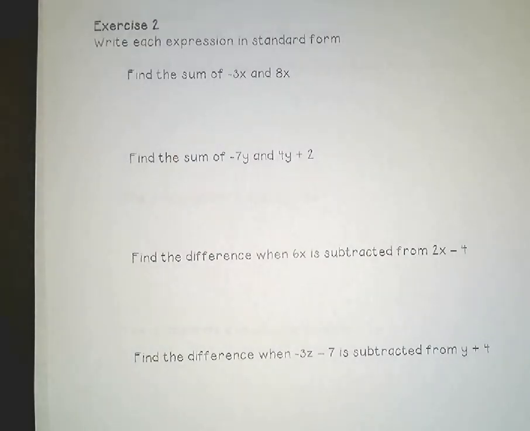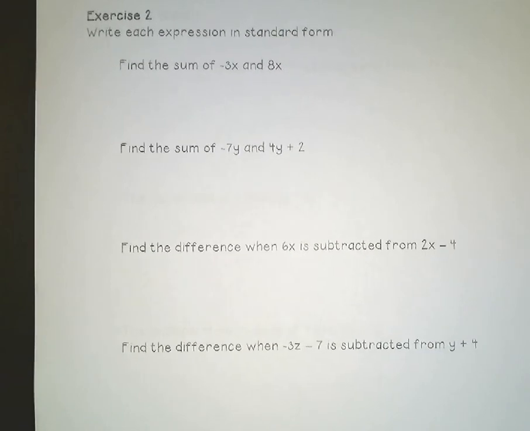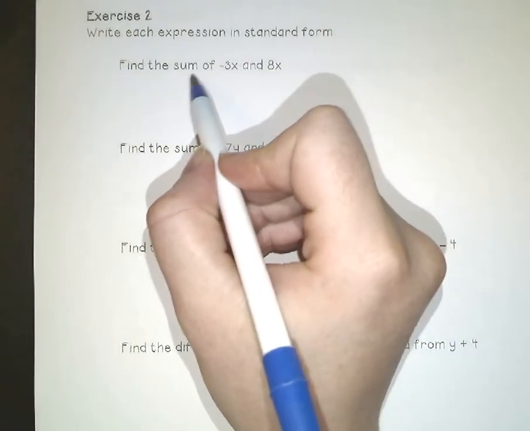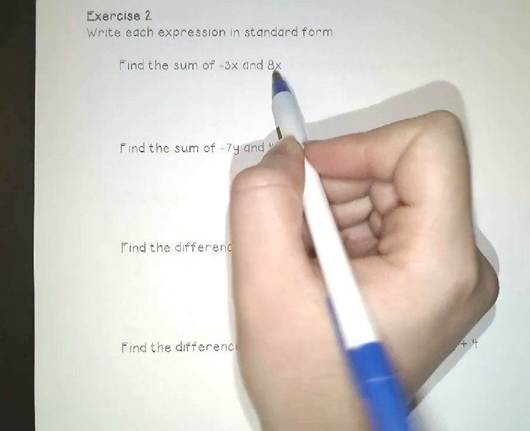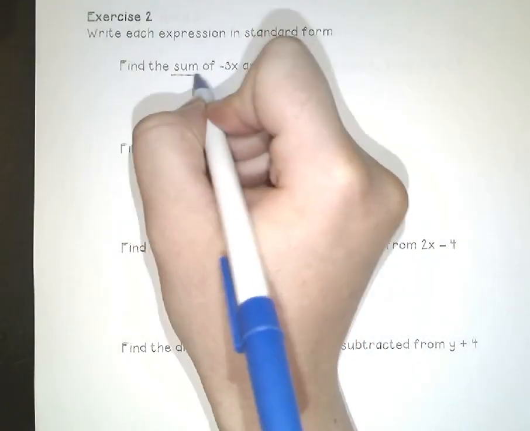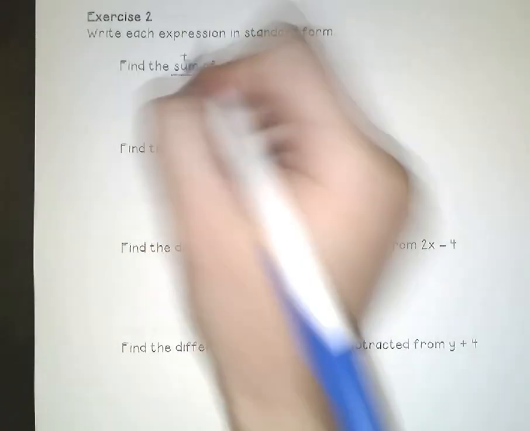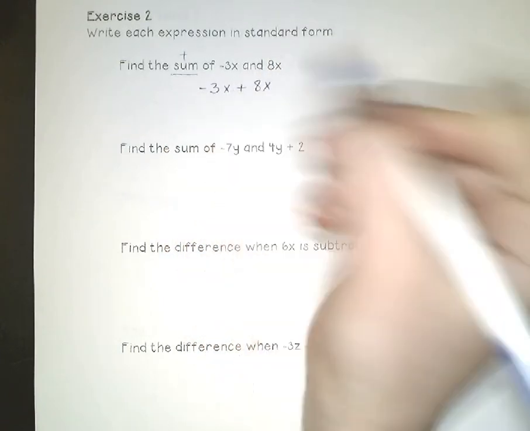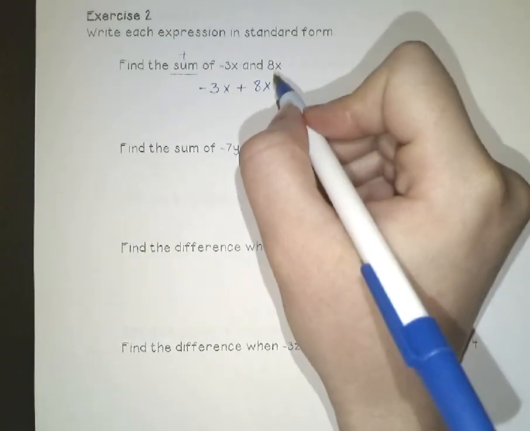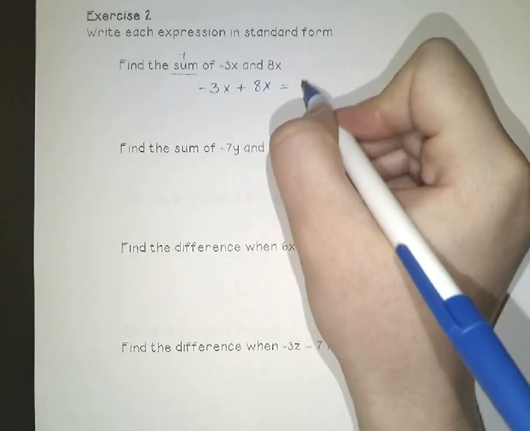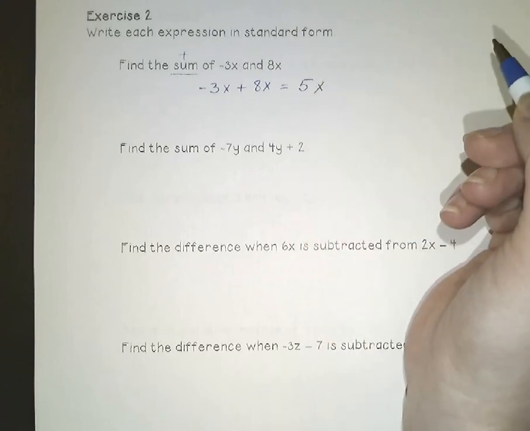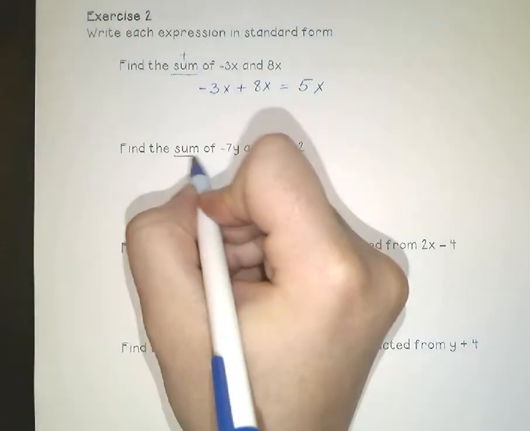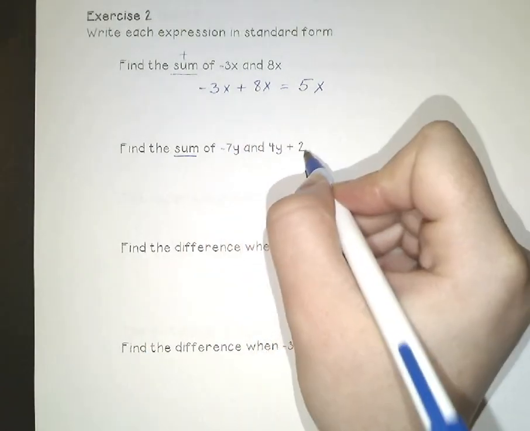Exercise 2. Write each expression in standard form. Okay, so now we have this expression. Find the sum of -3x and 8x. So what we want to do, we see the sum. Sum means add, right? So we are adding -3x and 8x. And since we already know how to add them, you will get 5x. Pretty simple.